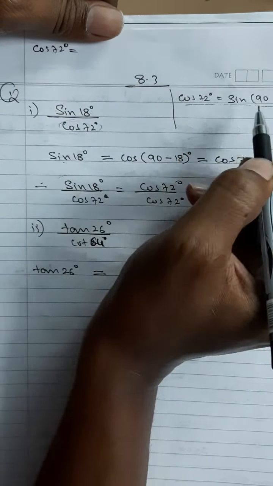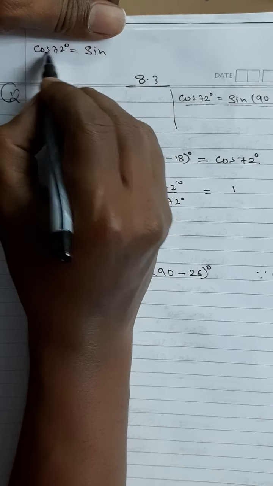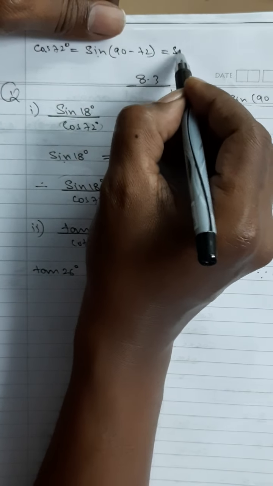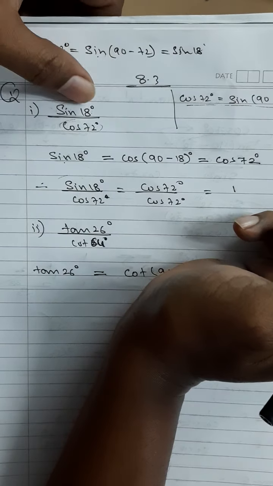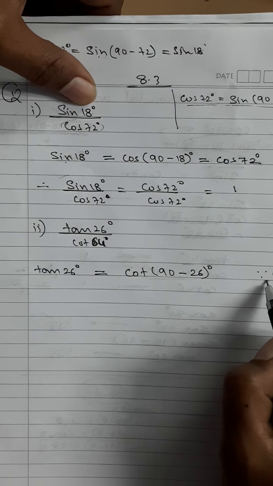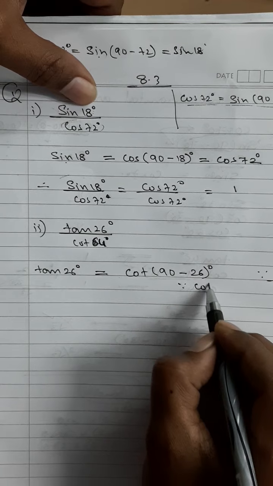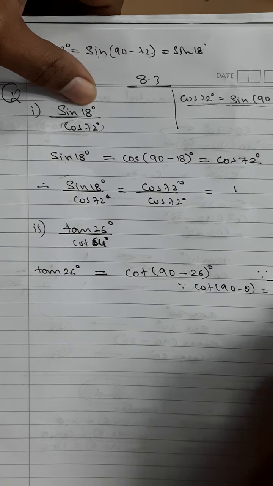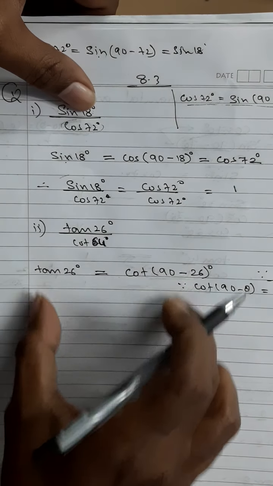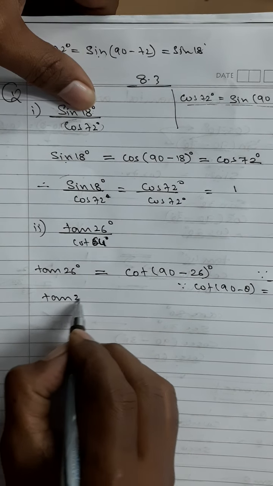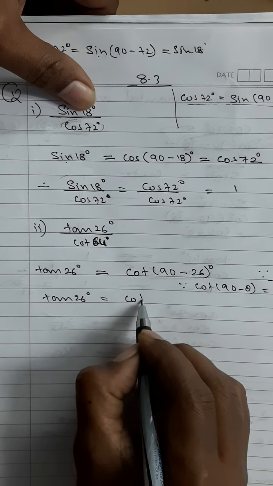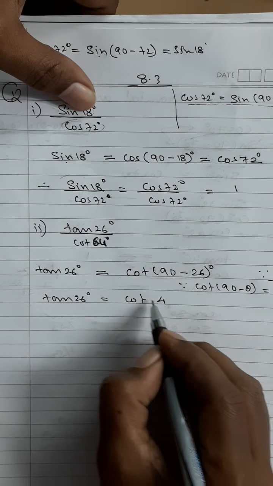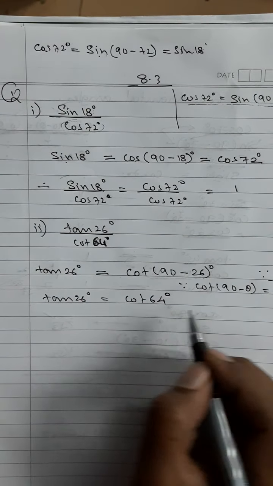Sorry, I will solve it again over here. Cos 72 degree is equal to sine, cos will get converted to sine, sine of 90 minus 72, which will be equal to sine 18 degrees. This is how you are going to write it, my dear students. So here also the reason is cot 90 minus theta is equal to tan theta. Now I will again bring it down. Tan 26 degree is equal to cot of 90 minus 26, which is 64 degrees. So we get tan 26 equal to cot 64 degrees.